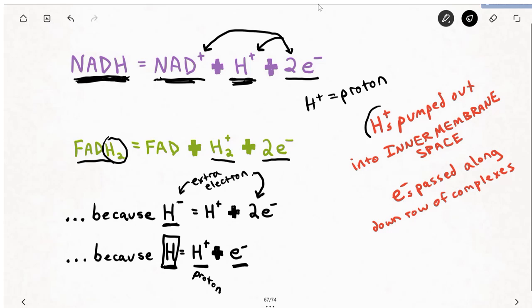Now these protons are pumped out into the intermembrane space. That's between the cristae and the mitochondrial membrane that I was just showing you, or IMS. And then in the electron transport chain, it's going to remove all the electrons from these compounds. It's going to remove all the electrons, suck the electrons out, and then pass them down a row of complexes.